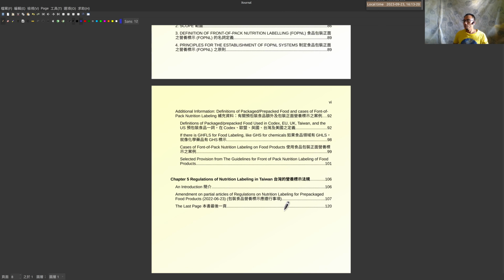And chapter 5, we edited the regulations of nutrition labeling in Taiwan. Thus, we can see that here are the official regulations from the Taiwan FDA, and we also copy the translated English in the page.